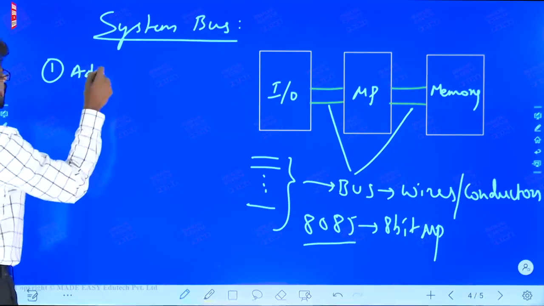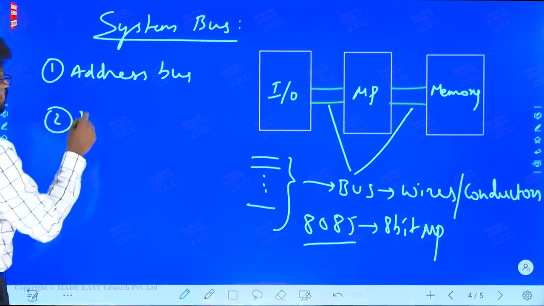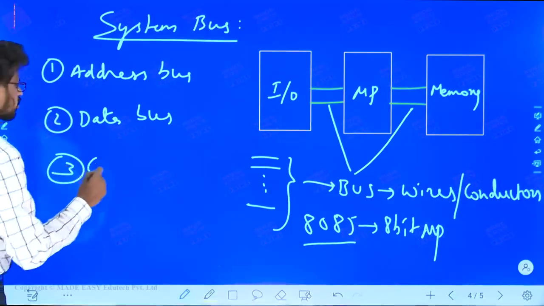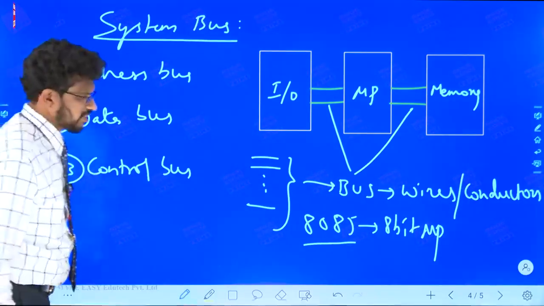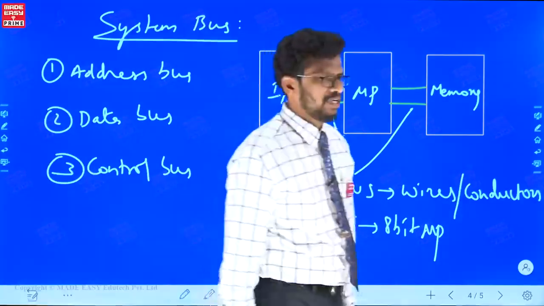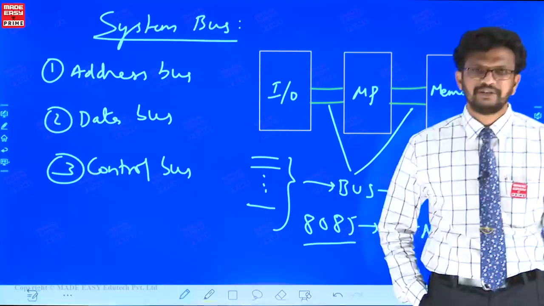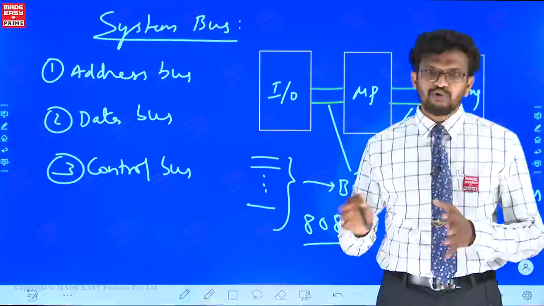One is called the address bus, the other one is called the data bus, and the third one is called the control bus. Bus is something like a road. For example, you are traveling on a road. What are the different parameters you can think about? Is the road one-way or two-way?